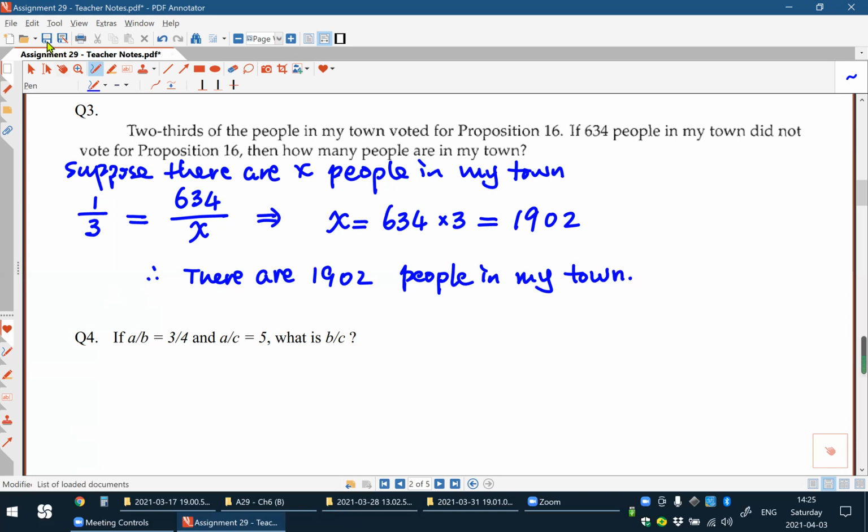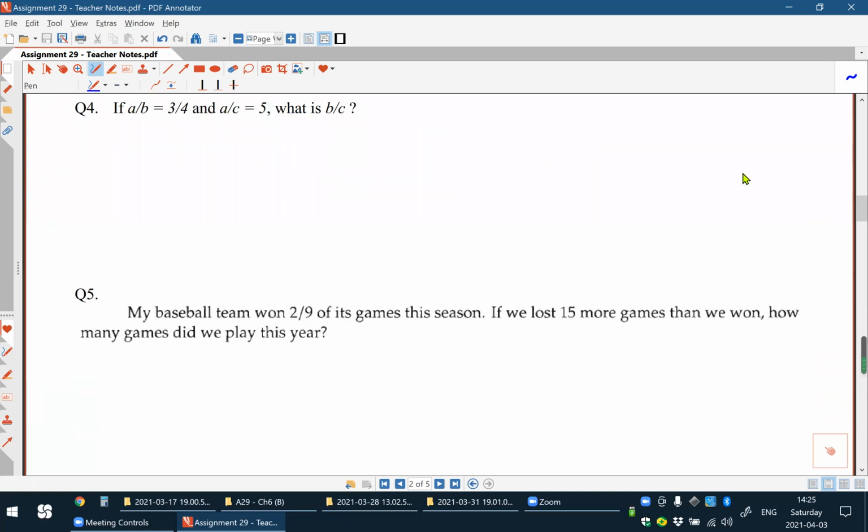Okay, any questions? No? All right, let's see the next one. Okay, question 4. There are 2 methods. The first one is called the substitution method. Okay. Method 1.